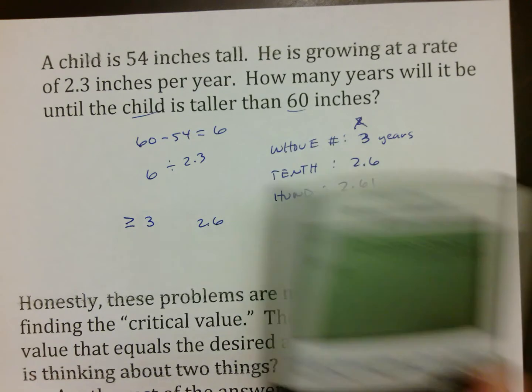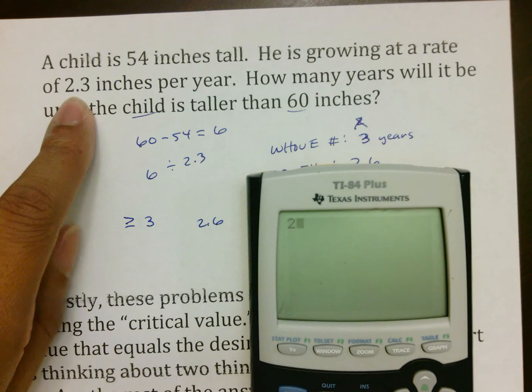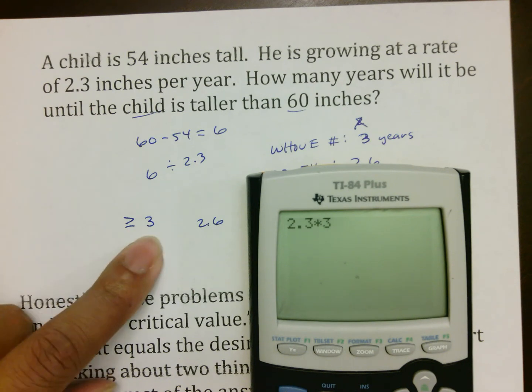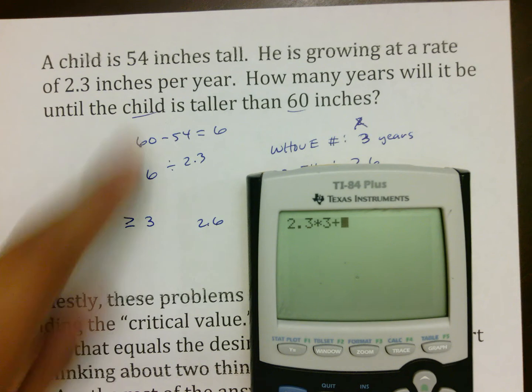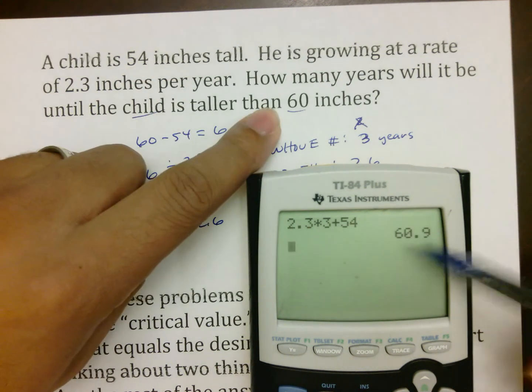And again, here's what I would do. I would go ahead and work this out in the real part. So 2.3 times 3, just to see if 3 works. You could do 2.3 times 3 plus the 54 and see if that's bigger than 60, and notice that you get 60.9.